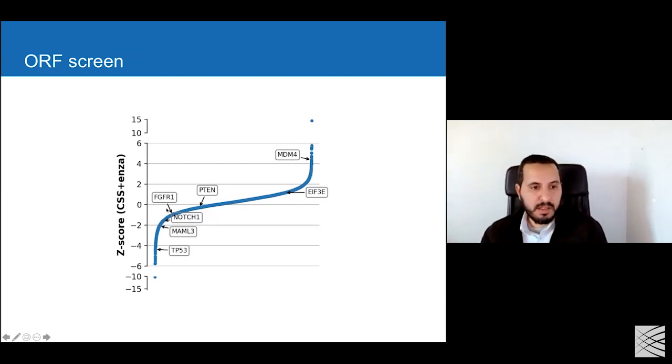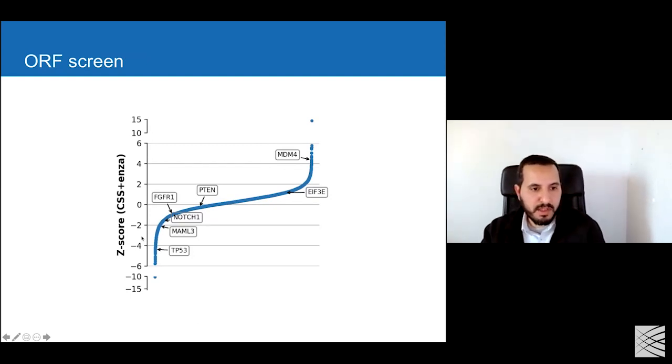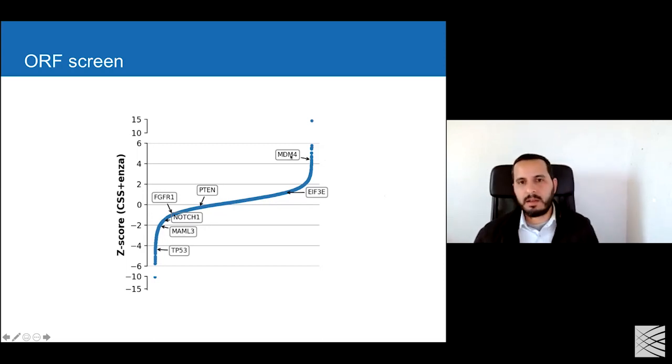This was very interesting. On the y-axis is the z-score, and the more positive this score is, the more resistant the cell line will be to the treatment. So it was interesting to see that MDM4 is ranked high in this screen. So now we have two sources of evidence. The first one is coming from the computational model. The second one is coming from this screen. And we followed up with more experiments on MDM4 individually.